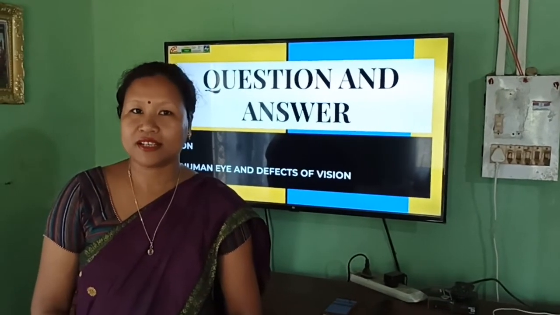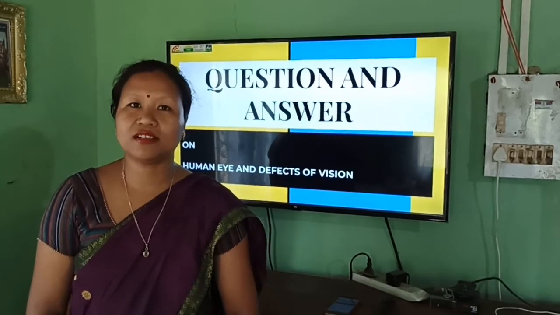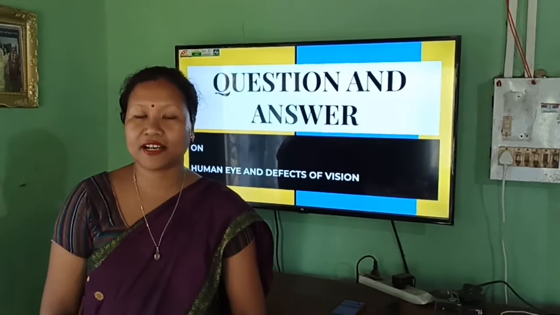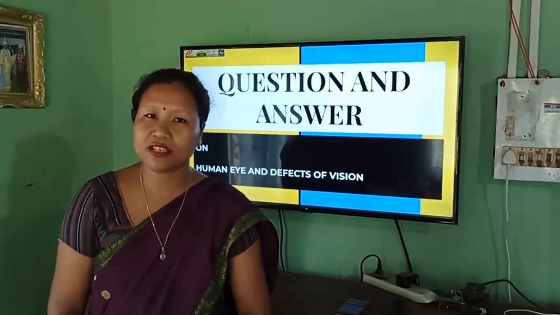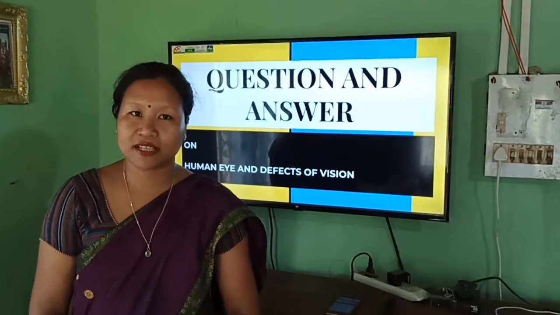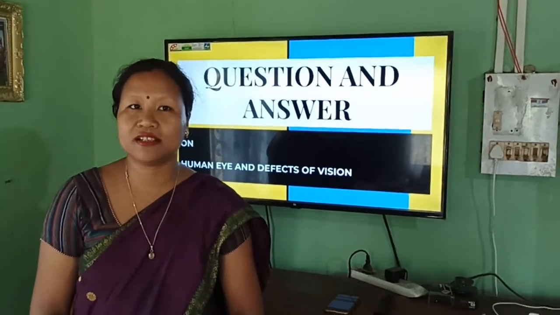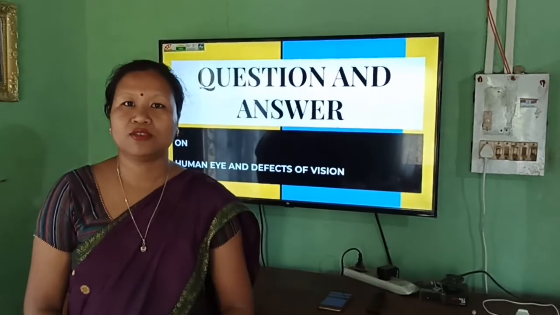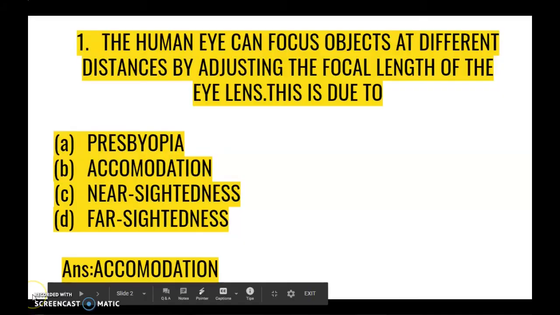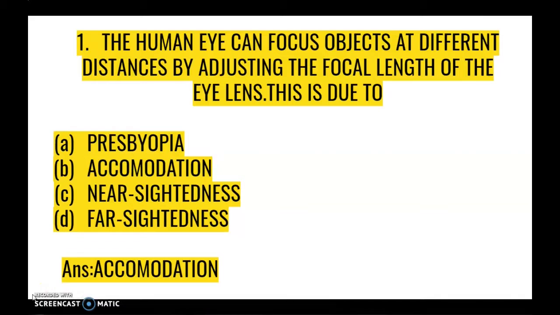Today we will be discussing some questions and answers on the topic human eye and the defect of vision and their correction. We had finished these two topics in our last two classes, and today we will be discussing some important questions and answers on these two topics. So let's start with our questions and answer session. First of all, let us discuss some multiple choice questions.